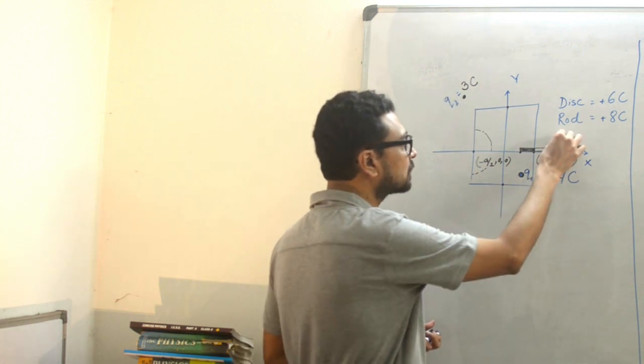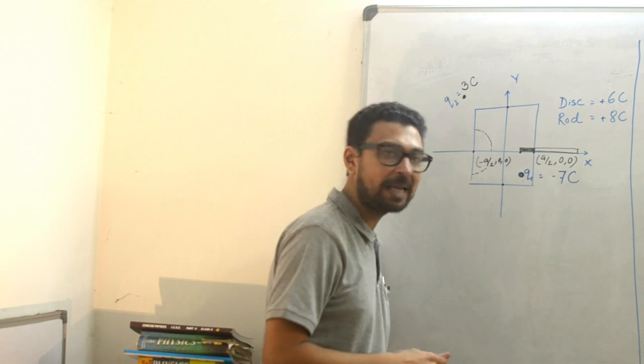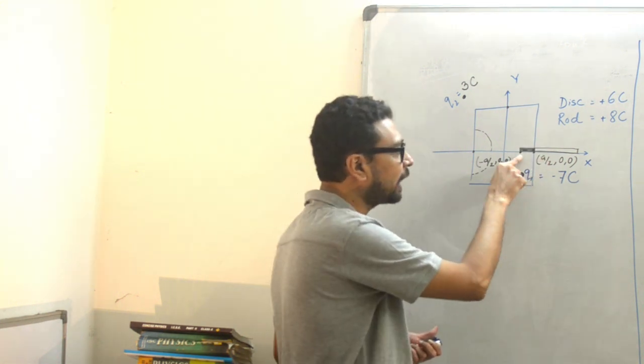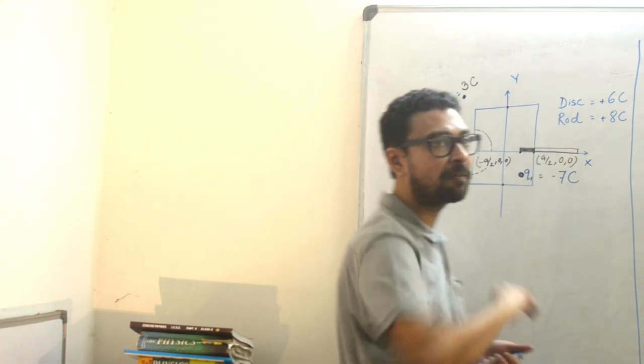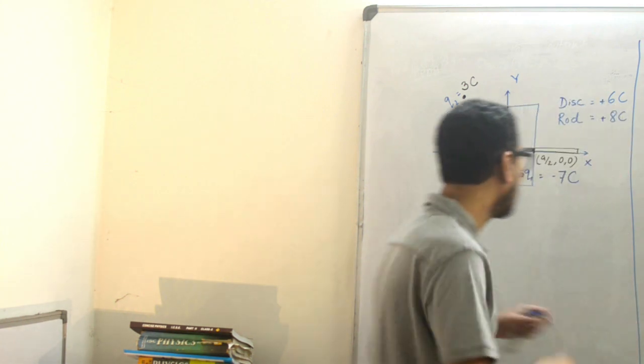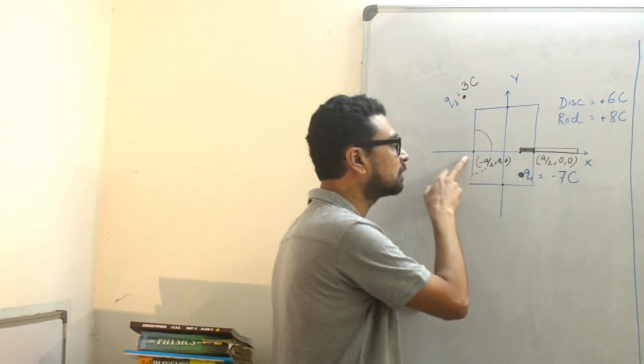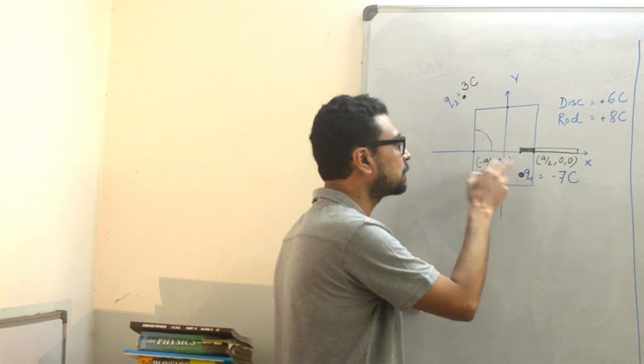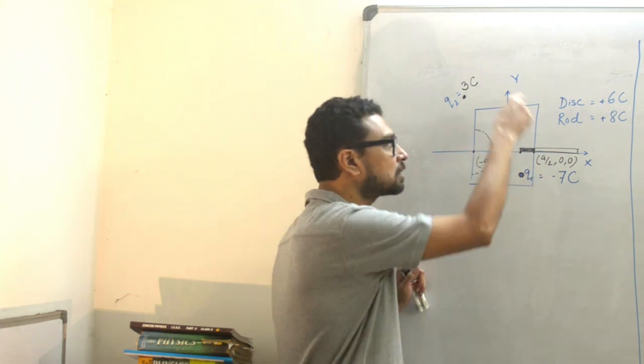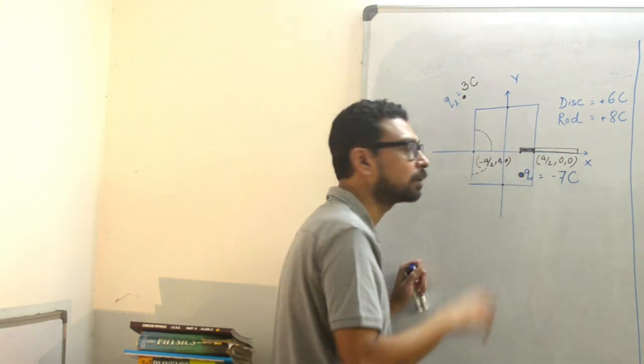And also they have given us a rod having a total charge of plus 8C, which is placed from a point a/4 to 5a/4 this way. And there is also a disk which has a center at (-a/2, 0, 0), which is this point, because this is the outline of the cube where we are enclosing all these charges.